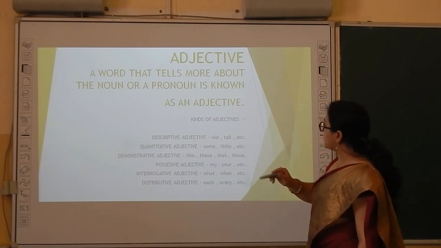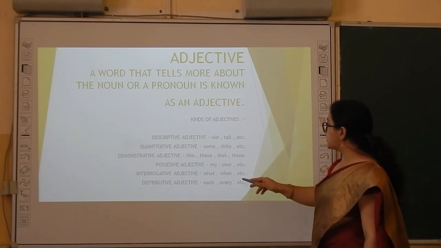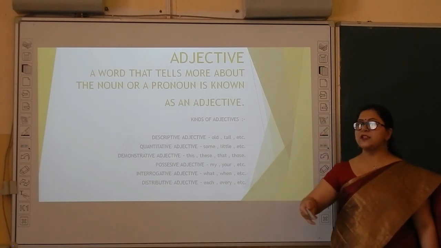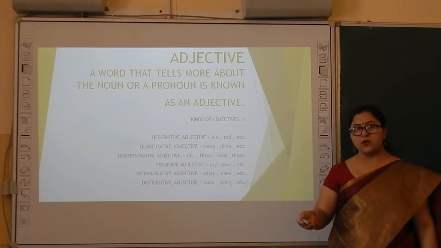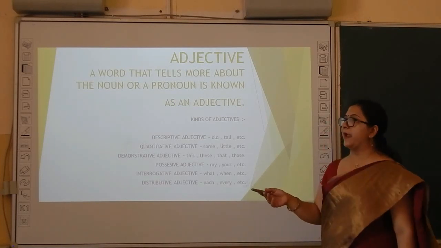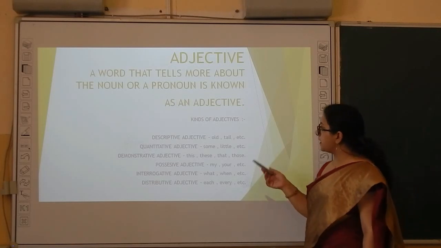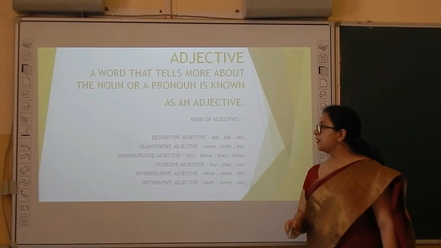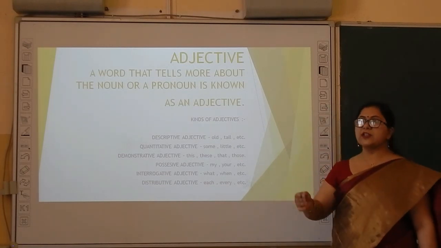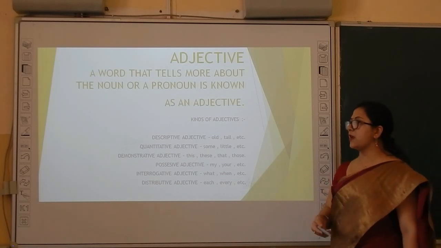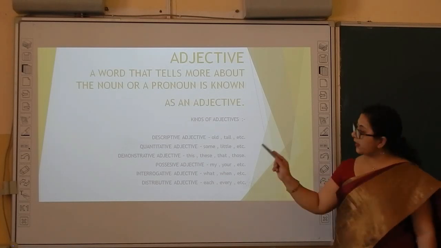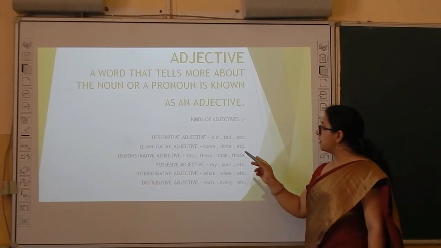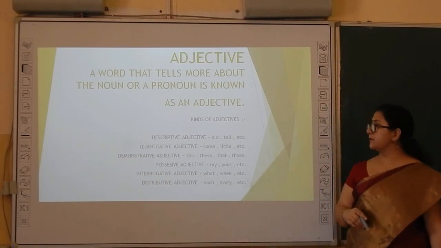We have 6 kinds of adjectives. Descriptive adjectives. Descriptive adjectives are those adjectives which describe a noun or a pronoun. For example, old man, tall tree, etc. Next comes quantitative adjective. The adjectives which refer to the quantity of a noun or a pronoun are known as quantitative adjectives. For example, some time, little milk, etc.